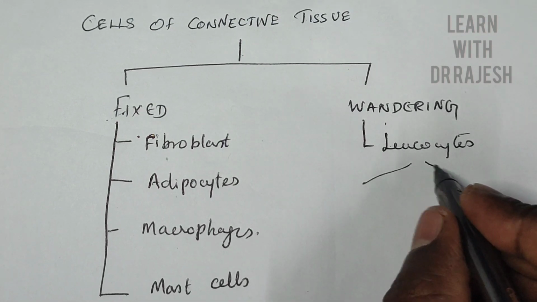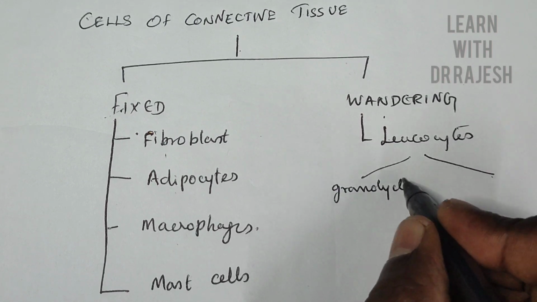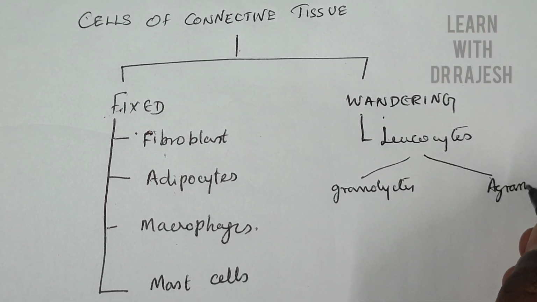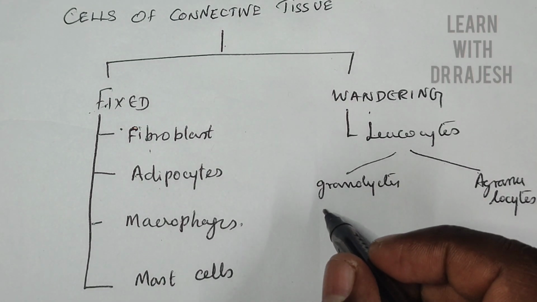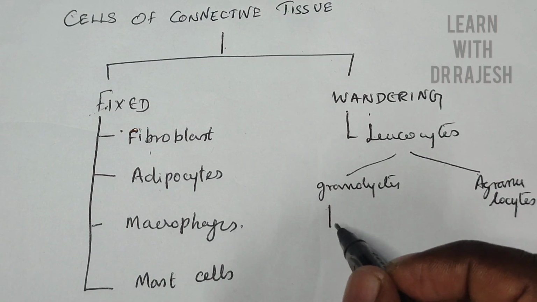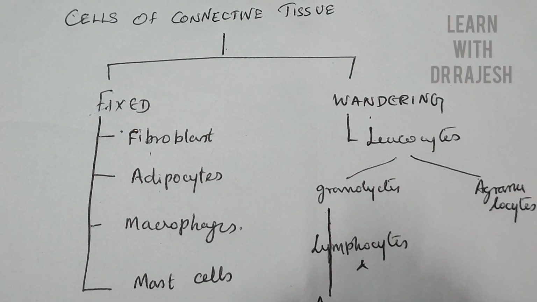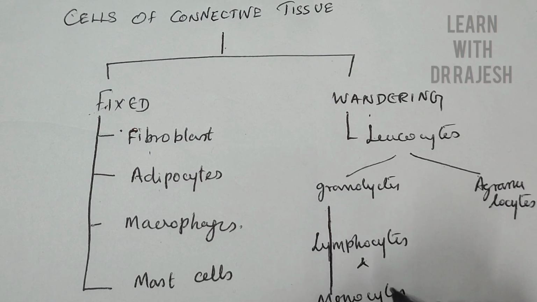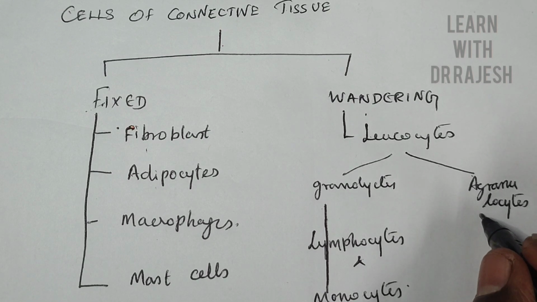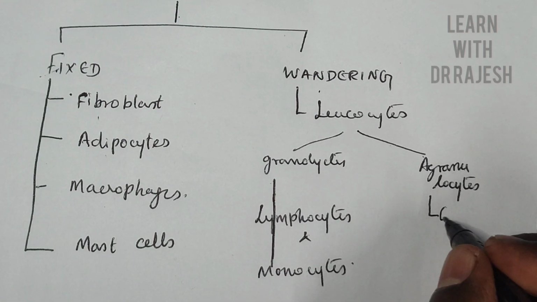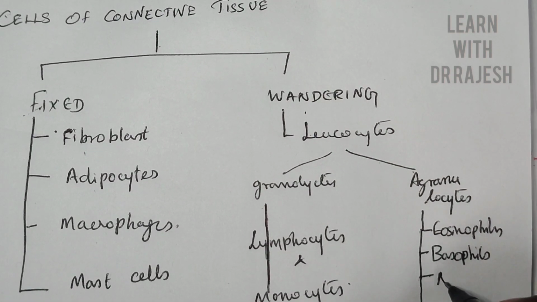These leukocytes are granulocytes and agranulocytes. Under granulocytes, we have the lymphocytes and monocytes. In agranulocytes, we have the eosinophils, the basophils and the neutrophils.